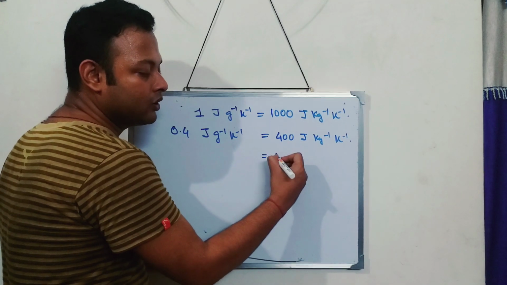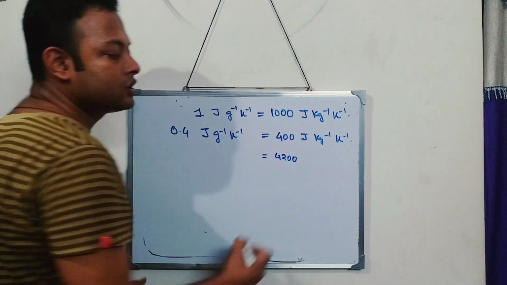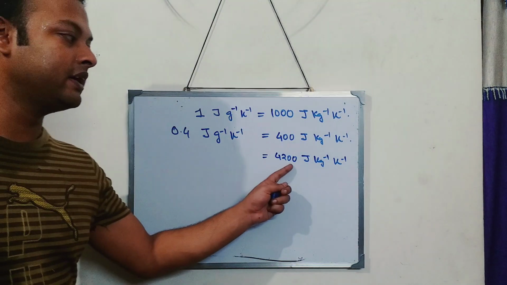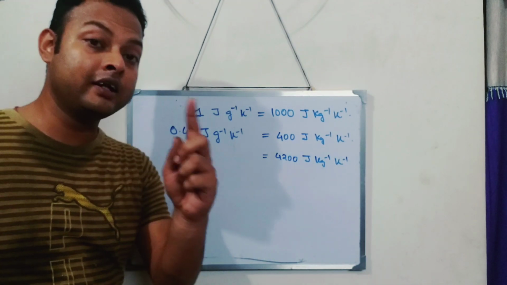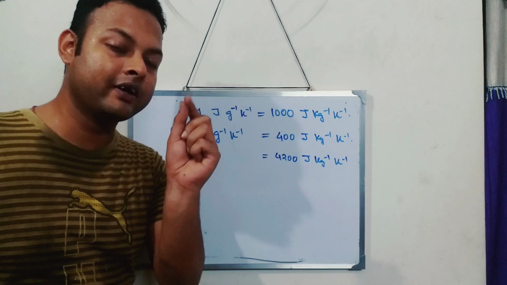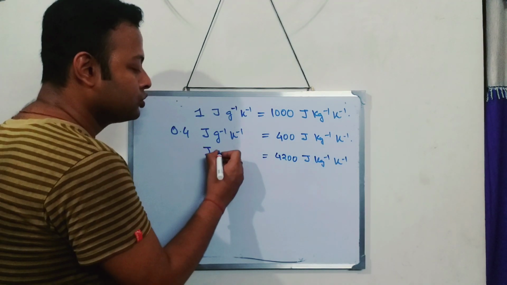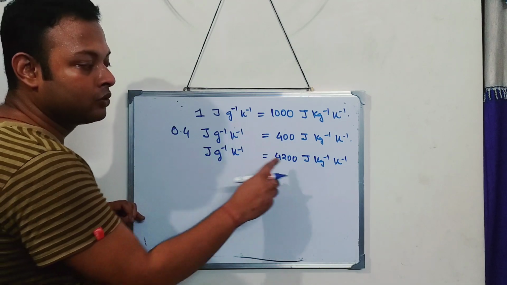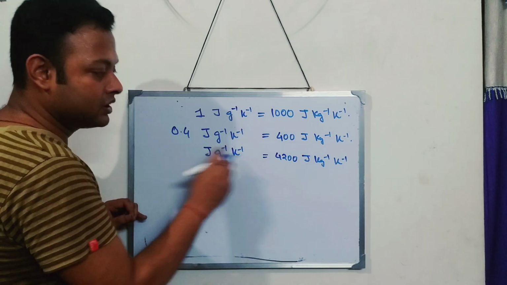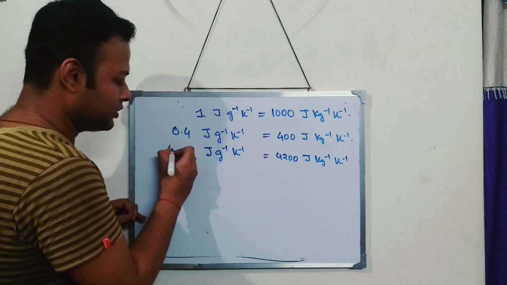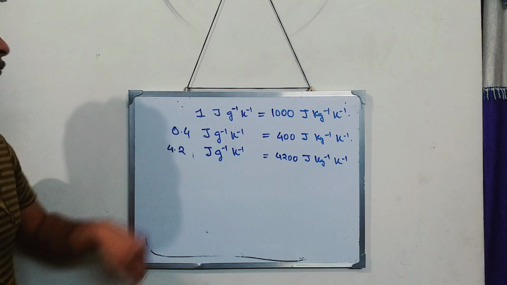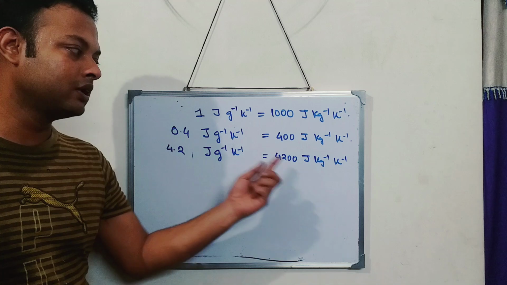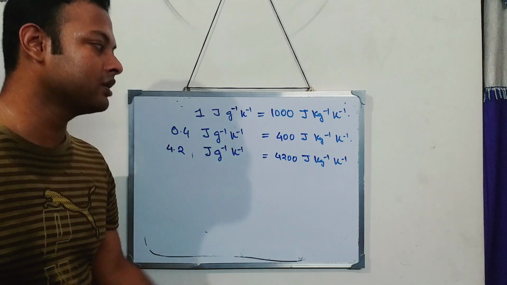So for water, just now we got 4200 joule per kg per Kelvin. That is the specific heat capacity for water. Now I don't need it for 1 kg. If I need it for 1 gram, joule per gram per Kelvin, what will be the value I will write over here? I will divide by 1000 because the value is decreasing. I think you know the unitary method. So this becomes 4.2. So 1 becomes 1000, so 4.2 becomes 4200.